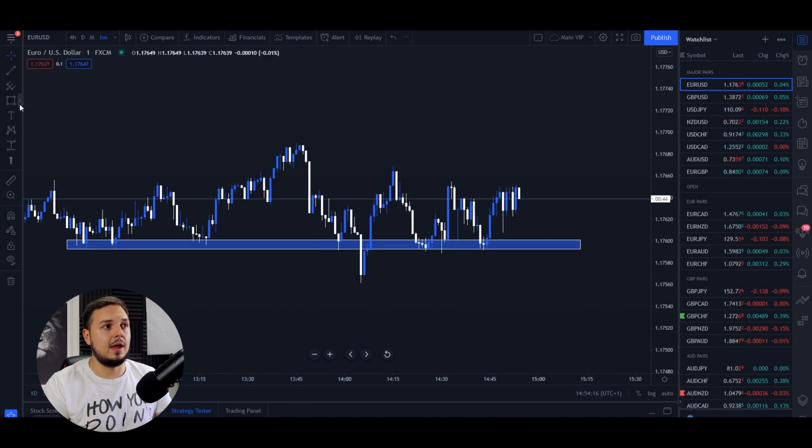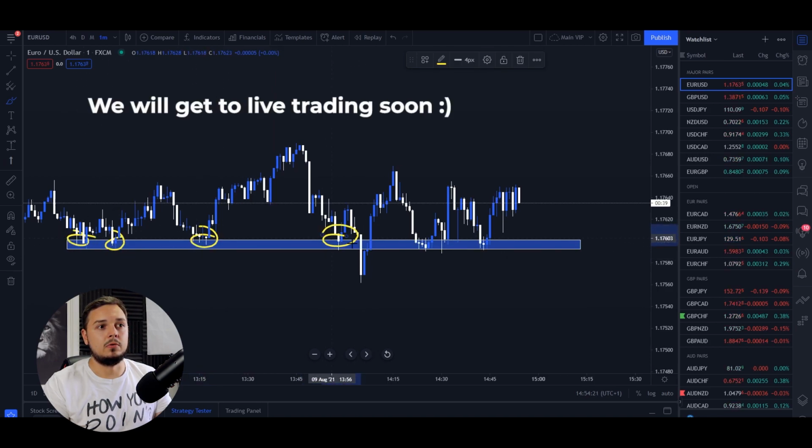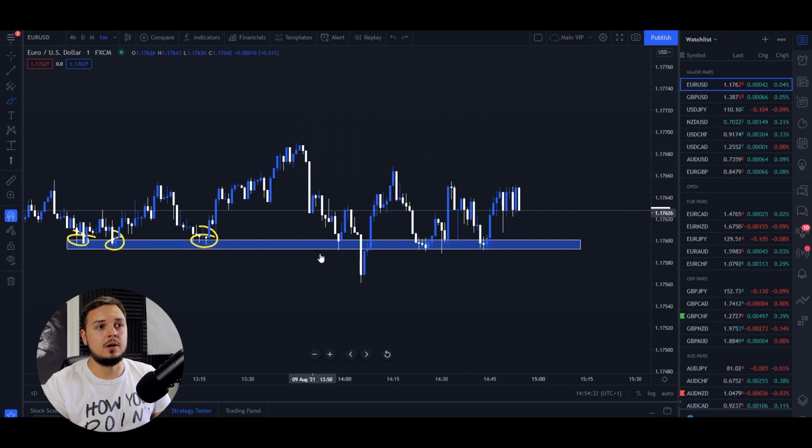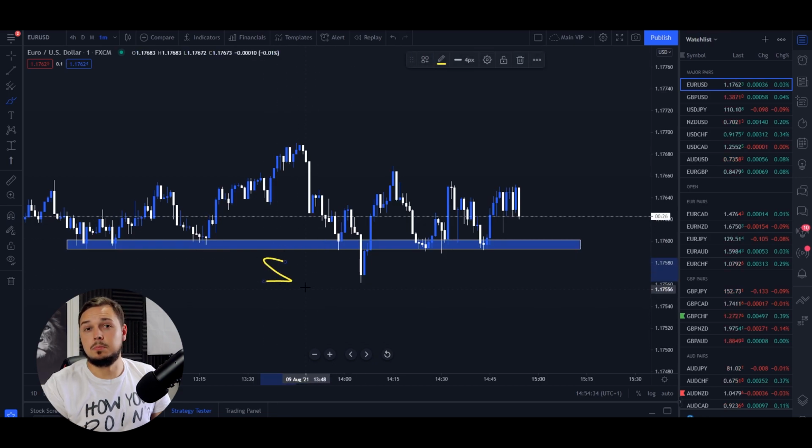Nice support area. Every time it touched over here, multiple touches, what happened? It went towards the upside, most of the time, right? It had a fake breakout over here, went towards the upside. So we need to mark this area and name it our support zone.